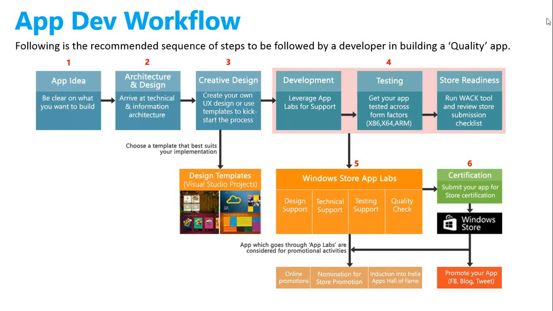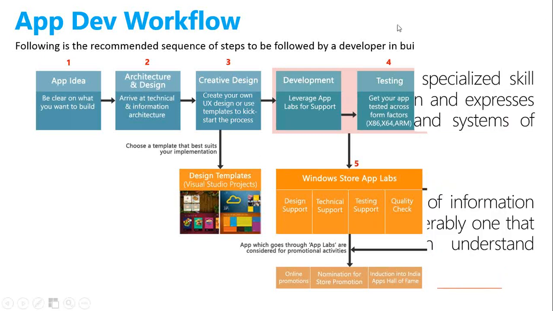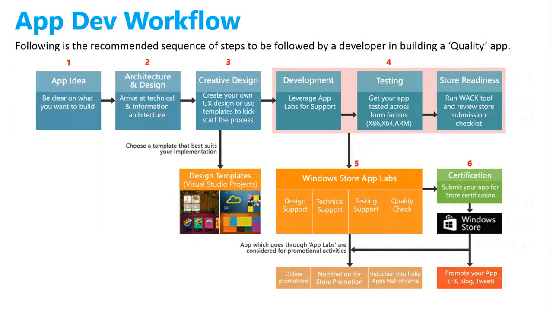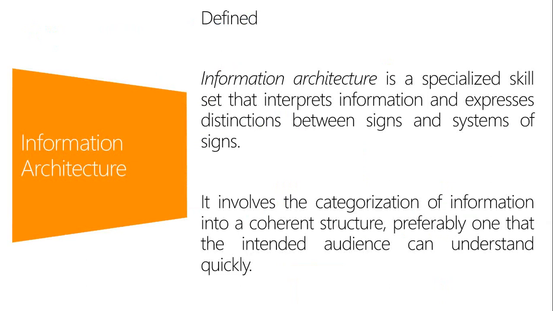So basically, information architecture plays a very important role at the starting, when you are done with the app idea brainstorming. The dictionary definition of information architecture is a bit complex, which is on the screen, which says that it's a specialized skill set that interprets information and expresses distinction between science and systems of science.